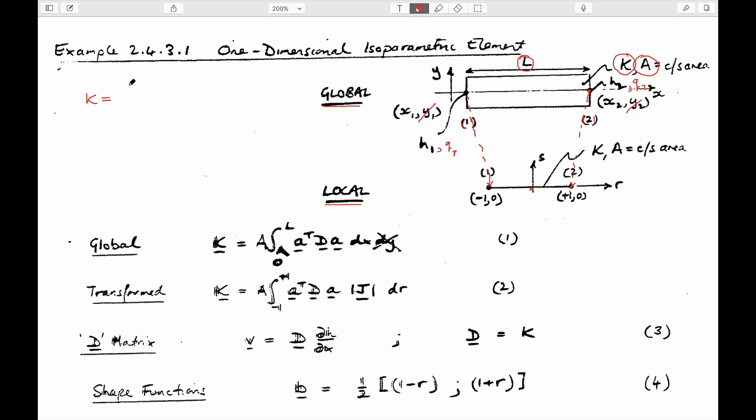I suppose we could write it as the integral of A transpose d A dx dy dz. If the area is constant, then we can write this as an area times the integral of A transpose d A dx. And this is the component that we want to be able to map from a length here, which is dx.